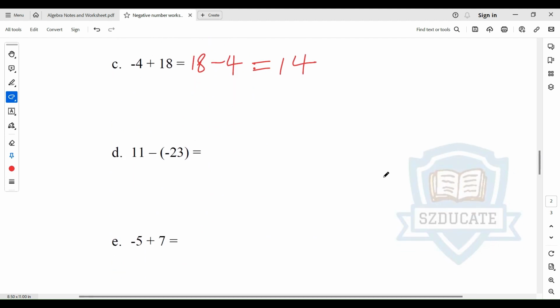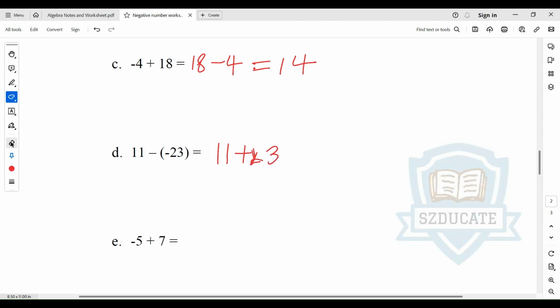Okay, this, if you are smart enough, minus minus through the earlier question, minus minus, the two signs are the same, right? So it becomes 11 minus minus is a plus 23.